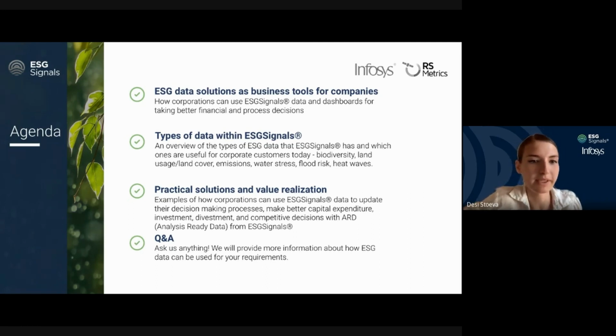Secondly, we're going to go over the types of data within ESGSignals. As I said, we're going to see a short overview of the types of ESG data that ESGSignals has, and which ones are specifically useful for corporate customers, which ones are attracting particular attention right now, like biodiversity, for example, and how they could be used to better manage different assets. After that, Corey's going to talk about practical solutions and value realization. So we're going to see how companies can use ESGSignals data to update their decision-making processes, make better capital expenditure, investment, divestment, and competitive decisions with data that is already analysis-ready from ESGSignals.